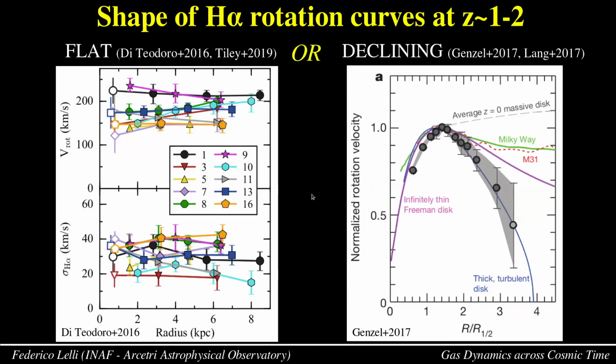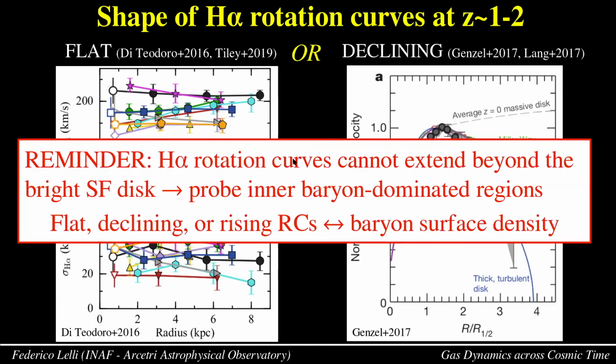I think that this issue will be solved with JWST and ELT because we will have a much higher sensitivity to the outer regions as well as resolution. But I would like to point out that HI rotation curves, by their own nature, cannot extend beyond the bright star-forming disk. So we are still probing the inner baryon-dominated regions of galaxies, and at redshift 0, we can find flat, declining, or rising rotation curves in the inner parts, depending on the baryon surface density. So the outcome of this question may depend on the type of galaxy population that we are sampling.